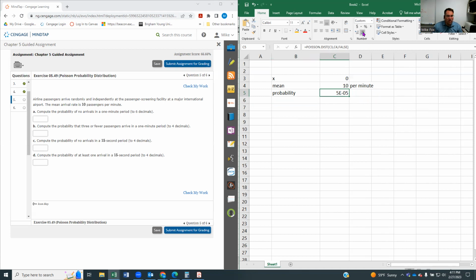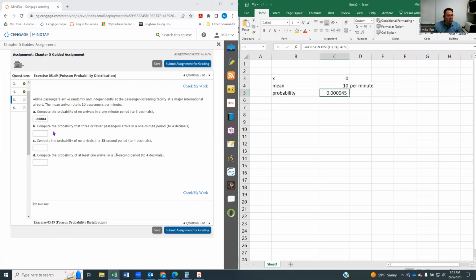So I'm going to go ahead and click on this comma, which means just give me regular numbers, and I'll take it out to 6 decimals: 1, 2, 3, 4, 5, 6. So it's 0.000045. That's the probability in this case.